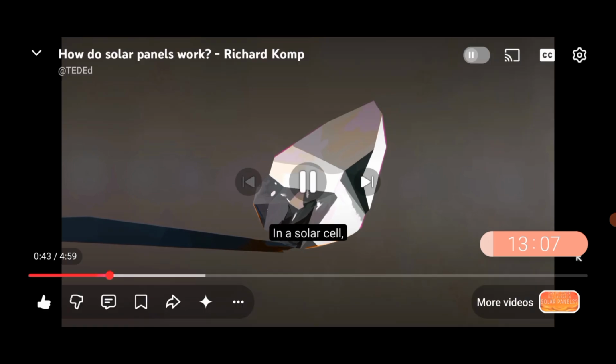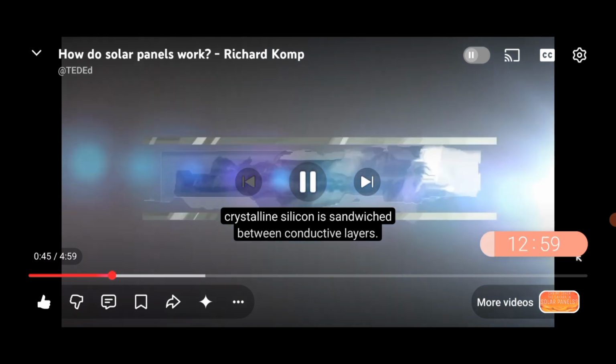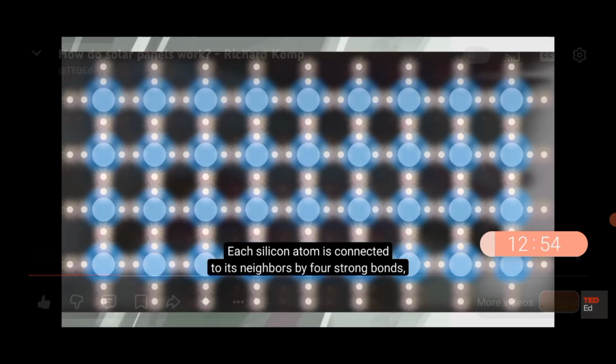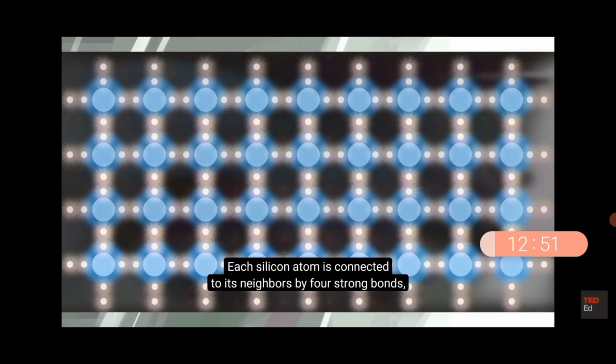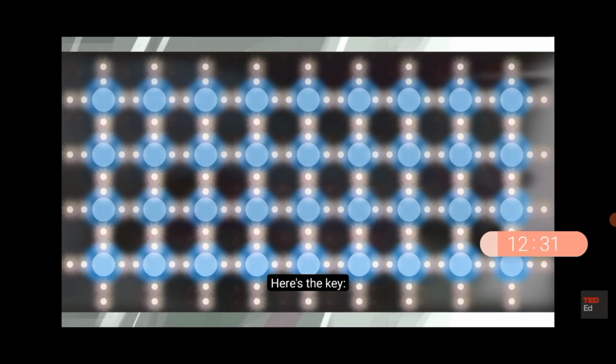In a solar cell, crystalline silicon is sandwiched between conductive layers. Each silicon atom is connected to its neighbors by 4 strong bonds, which keep the electrons in place, so no current can flow. Here's the key.